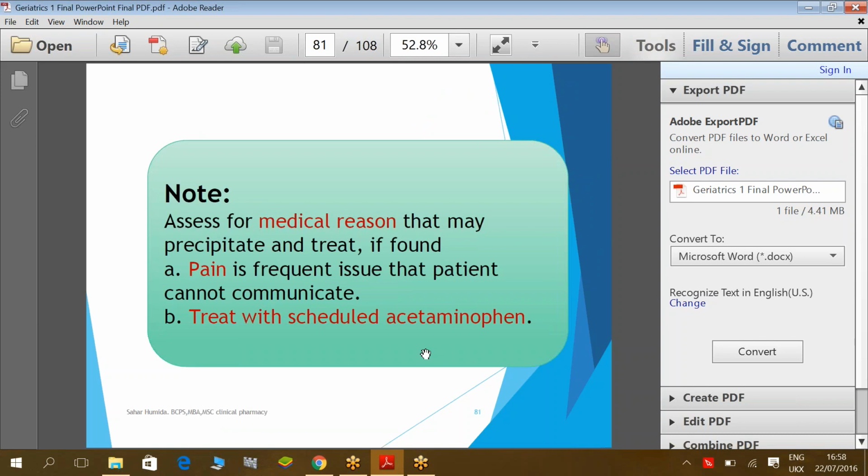Okay, first of all, the most important thing when you are given a case of dementia with behavioral symptoms is that you have to exclude any other underlying problem. If the patient is agitated, having a lot of symptoms and behavioral changes, then you have to assess if the patient is having pain or not. I have to assess for medical reasons and treat accordingly. If pain is found, a frequent issue when the patient cannot communicate, then I have to treat with acetaminophen. So I have to exclude any other cause of agitation other than the Alzheimer's disease.